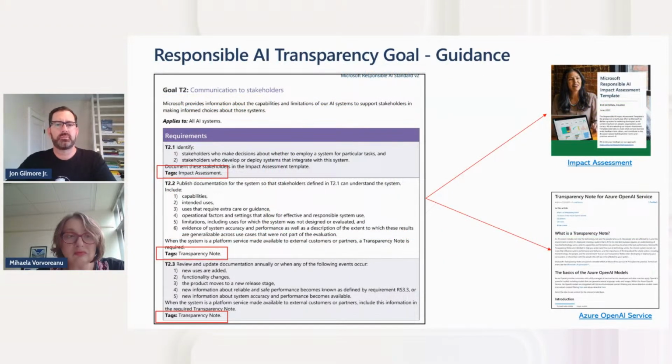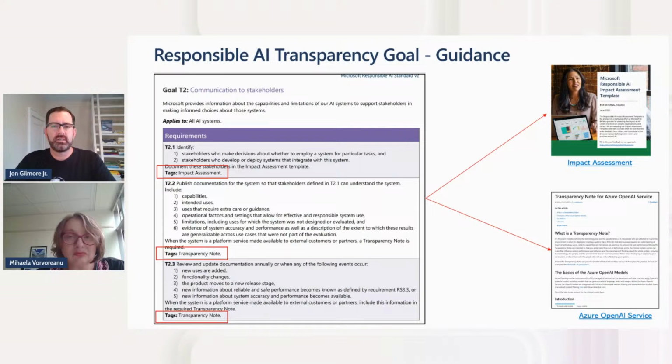Let's dig deeper here into one of the goals of transparency. In this case, communication to stakeholders. What does a product team need to do in relation to stakeholder communication? Well, the first requirement is that stakeholders need to be identified. The people who are operating, relying on, using the system need to be identified. And for our standard, the tool and practice for getting this done is through an impact assessment. The second requirement is to publish documentation for stakeholders. We need to provide enough information for them to make decisions about the AI product. And the tool and practice for getting this done is a transparency note.